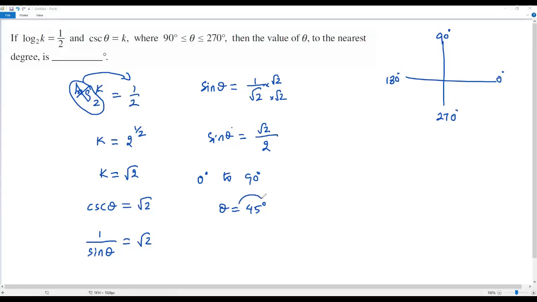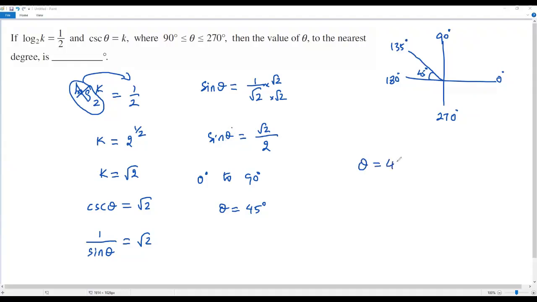In the second quadrant, I have to take this 45 degrees as a reference angle. If I take 45 degrees as a reference angle, what angle measure should I have over here? For that, I have to subtract this 45 degrees from 180. When I subtract 45 from 180, I get 135 degrees. So sine theta is equal to the square root of 2 over 2 when theta is equal to 45 degrees in the first quadrant, or theta is equal to 135 degrees in the second quadrant.